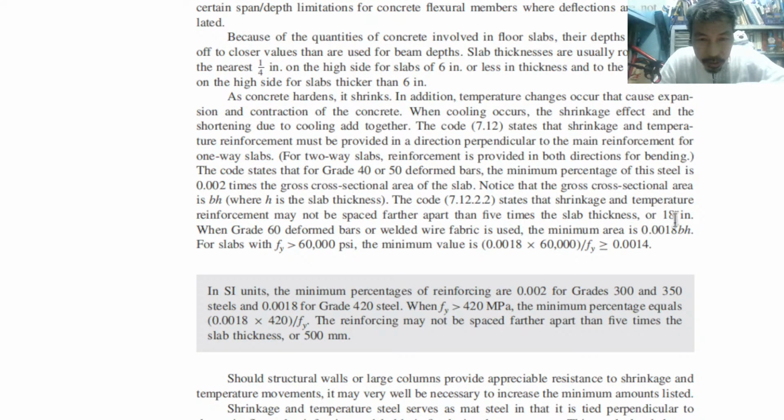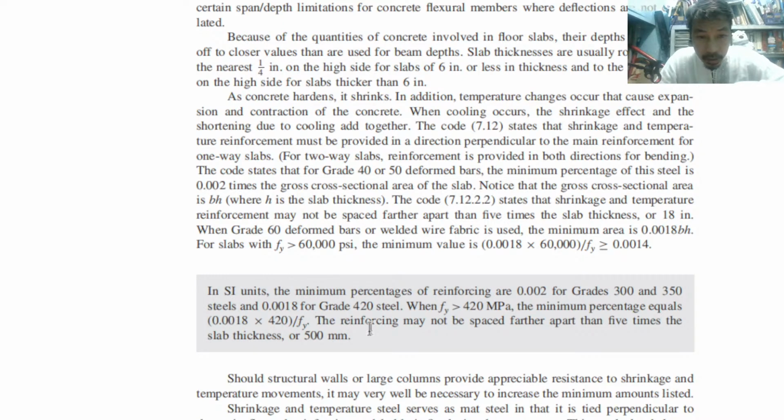In English units, we have to use 0.002 again for grade 40 or 50. And then for grade 60, 0.0018. So, obviously, similar to SI units.